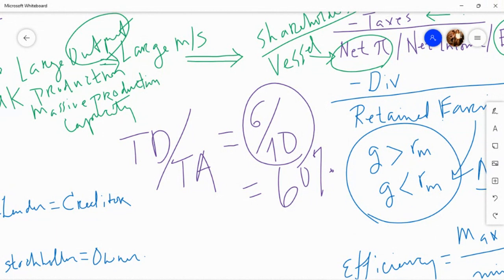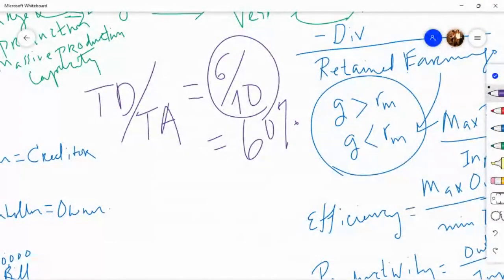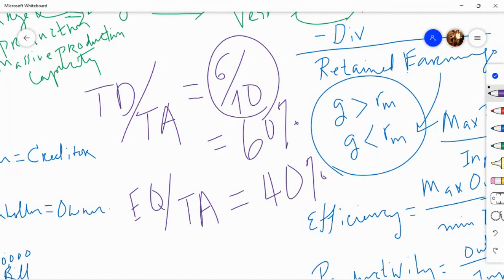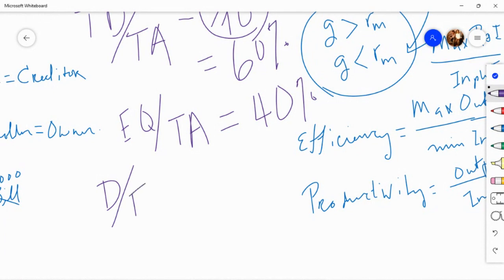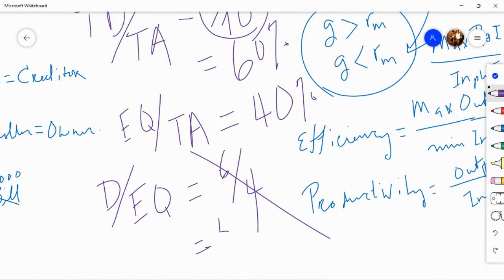We can tell, so if 60% is debt, and then 40% is equity, in other words, here, if this is debt ratio, this is equity ratio, then it must be 40%, right? And then you might think debt to equity ratio must be 6 over 4. No, this is wrong. Why? It's actually 5 over 4. Why?